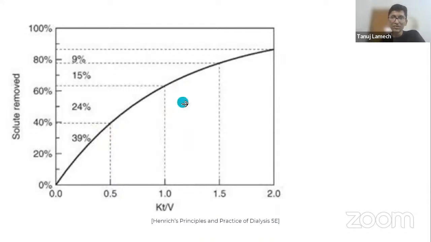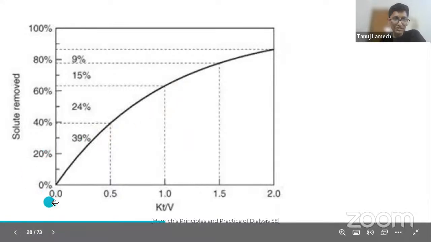The next thing to know about clearance is this very important graph. On the x-axis, you have clearance, Kt/V. And on the y-axis, you have the amount of solute which has been removed. So once we have 0.5, I've cleared half of the total body water, and I've got rid of 40% of the urea. Once I double that, once I go to 1, so I've cleared the total body water once, I've cleared around 60% of the body urea.